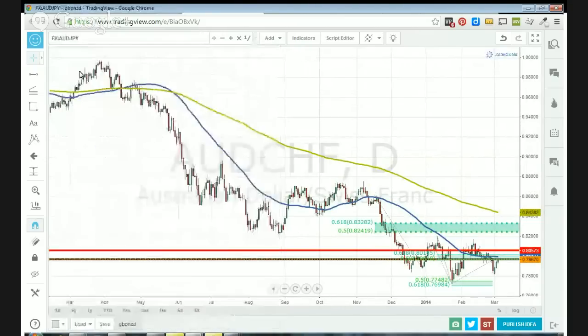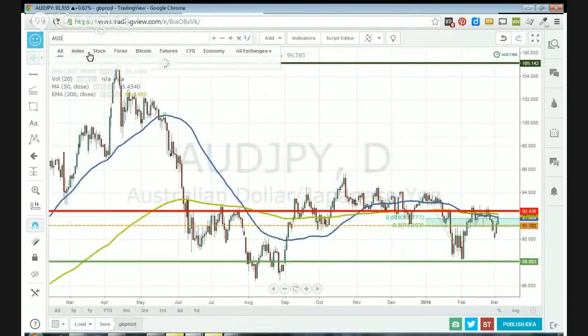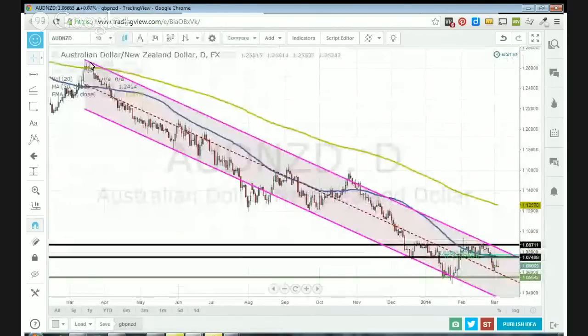Aussie Yen also in. Aussie Kiwi. And I also want to make sure, so I don't really have room for any more Australian dollar trades. I already have too many on.